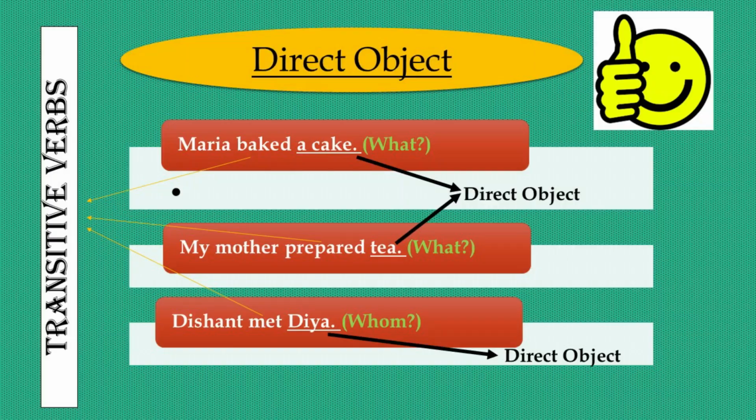Third example, Dishant met Diya. In this sentence, Dishant is the subject, that is the doer of the action. Met is the action word, that is the verb, and it is a transitive verb because of the presence of a direct object Diya, and it is an answer to the question whom. So very clearly we come to know that a direct object is always an answer to the question what and whom, and whenever this direct object is present in a sentence, the verb is a transitive verb.